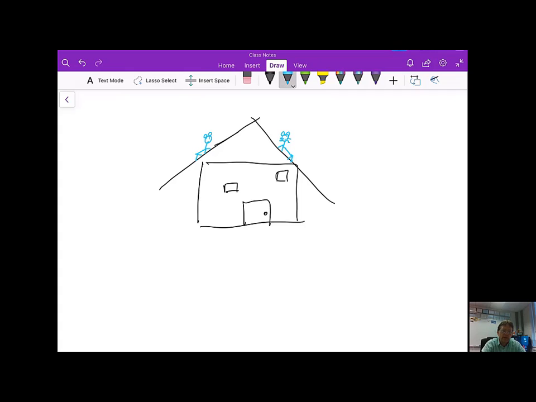Okay, so two kittens are on a roof of a house. Which one falls off first? The one with the smallest mu.